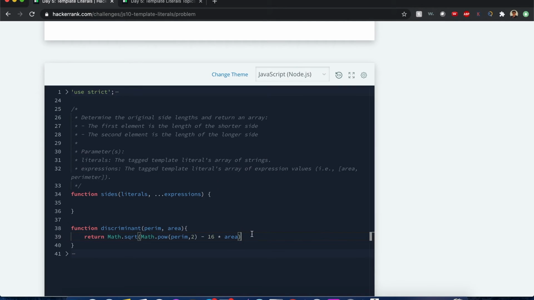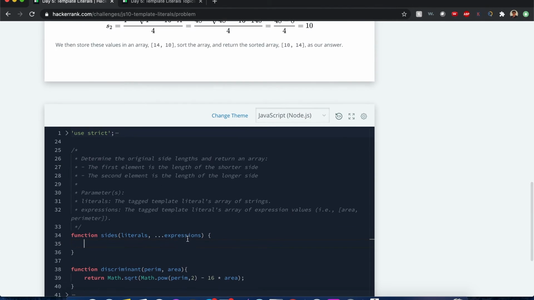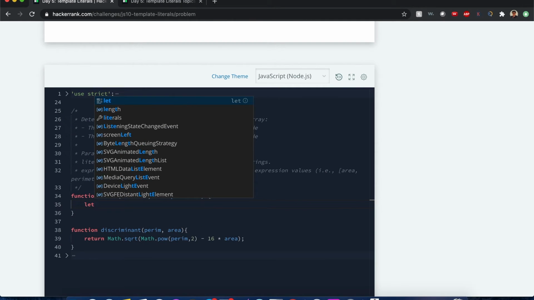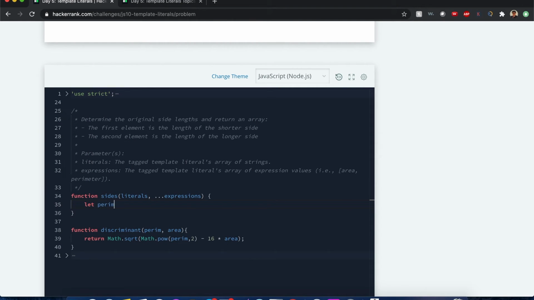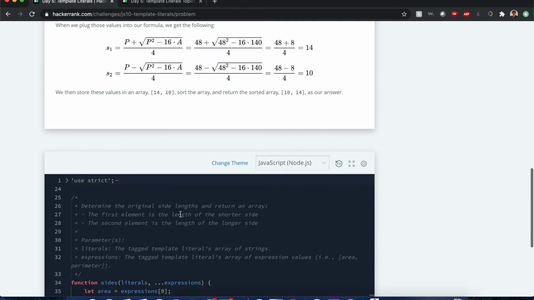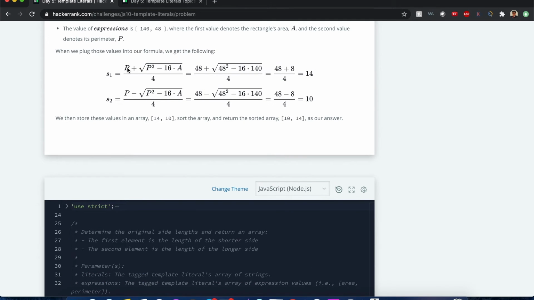Once I return that discriminant, what we really need is just the expressions right here. Let's make this easier. Let perim equal expressions, the first value, which is marked as 0 because the indexing starts at 0. Then area is going to be expressions 1, the second value.